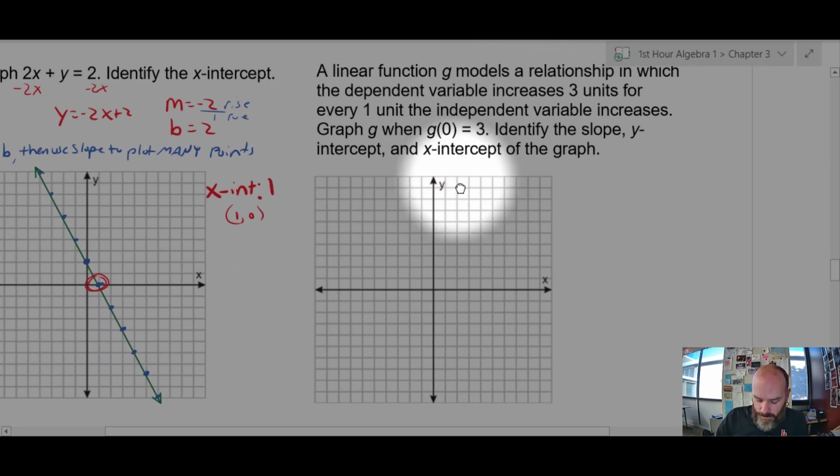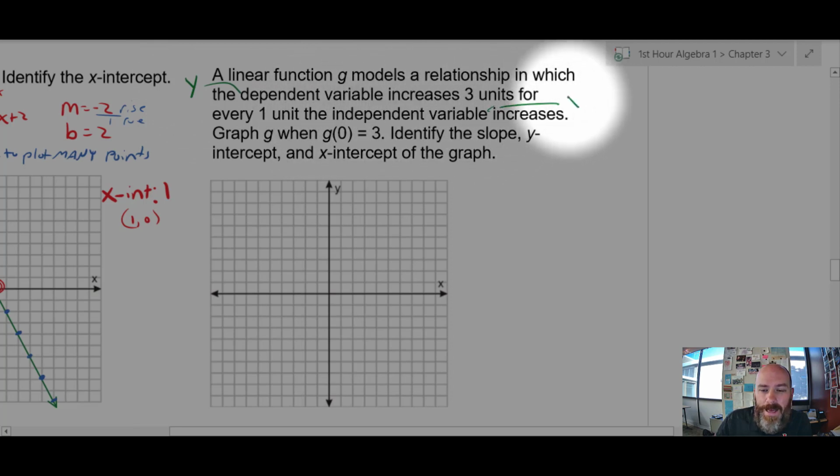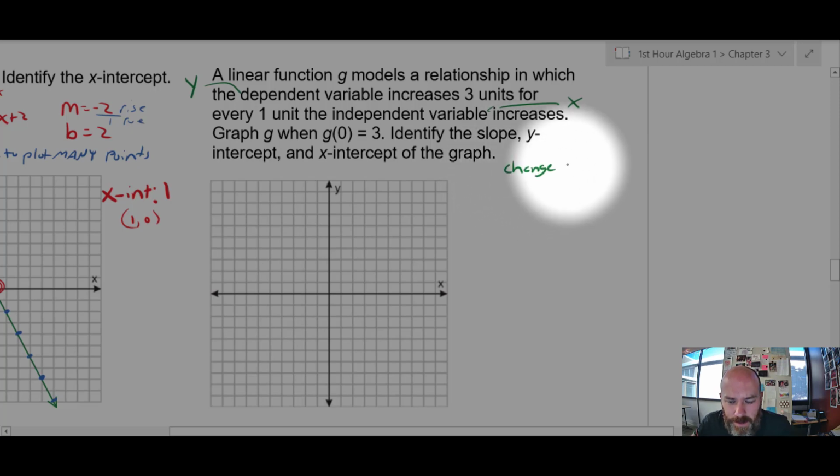All right, over here, example 5. A linear function models a relationship with the dependent variable. Dependent means your y. So right here, this is your y variable. Increases by 3 for every 1 unit the independent variable, which is your x, increases. So this means that my change in y, which is the dependent variable, increases by 3.